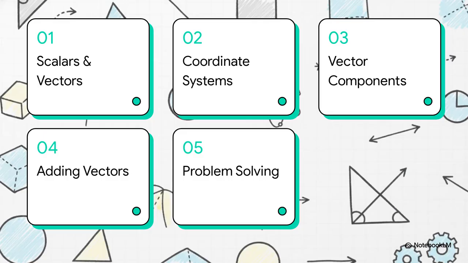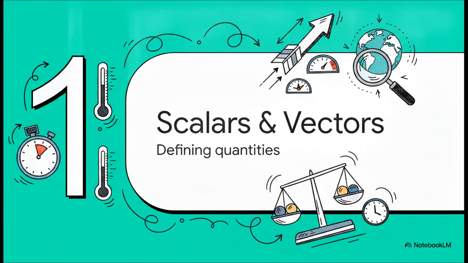So here is our roadmap for today. We are going to look at 1. Scalars, vectors, and units. 2. Navigating coordinate systems. 3. The power of vector components. 4. Adding vectors together. And finally, 5. Master problem solving. Let's get right into it. Section 1, Scalars, Vectors, and Units.